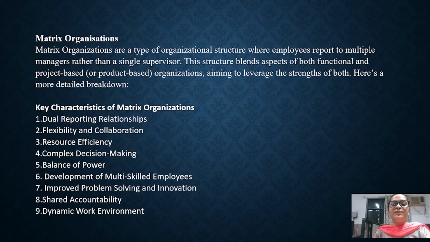Now last comes the dynamic work environment, which means the matrix structure creates a dynamic and adaptable work environment. Here the employees may work on different projects with different teams, which will keep the work engaged and reduce the monotony. Now this dynamism will help to achieve higher job satisfaction and retention rate, as the employees experience a variety of roles and challenges while working in the organization.